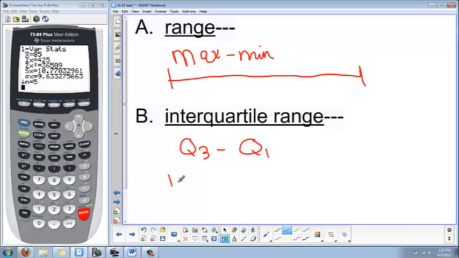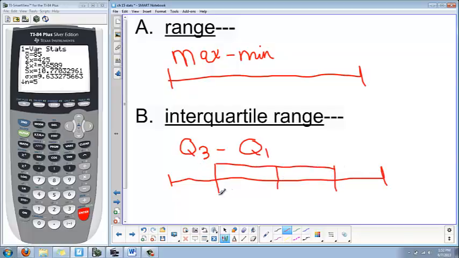So the interquartile range, instead of looking from the maximum to the minimum, it's looking from here to here, from Q3 to Q1. Alright, so those two different types of measures of dispersion are going to give us two completely different numbers, and let's take a look at what that means for our students.